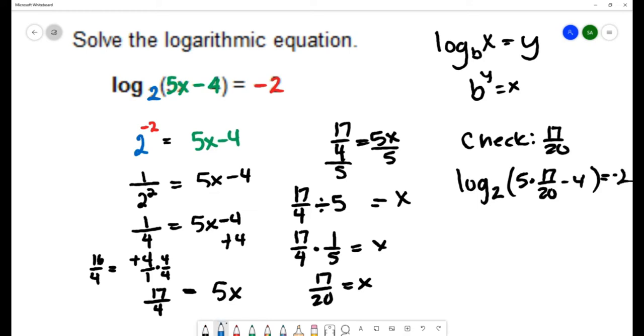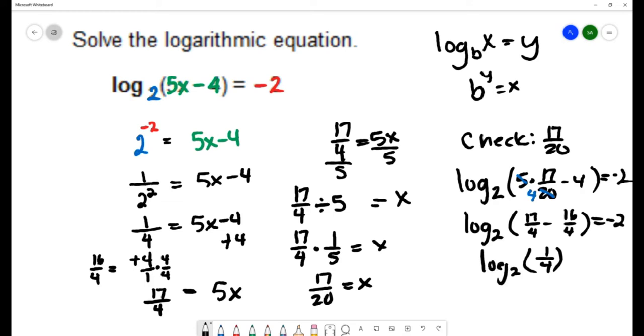The 5 and the 20 will cancel each other out. So 5 goes into 20 4 times, and we would have log base 2 of 17 over 4 minus 4. And I need a common denominator. That will be 16 over 4. 17 over 4 minus 16 over 4 is 1/4, and that is a positive value. So that means that 17 over 20 is in the domain because it creates that positive value inside the logarithm. So we're going to be able to keep that solution of 17 over 20.